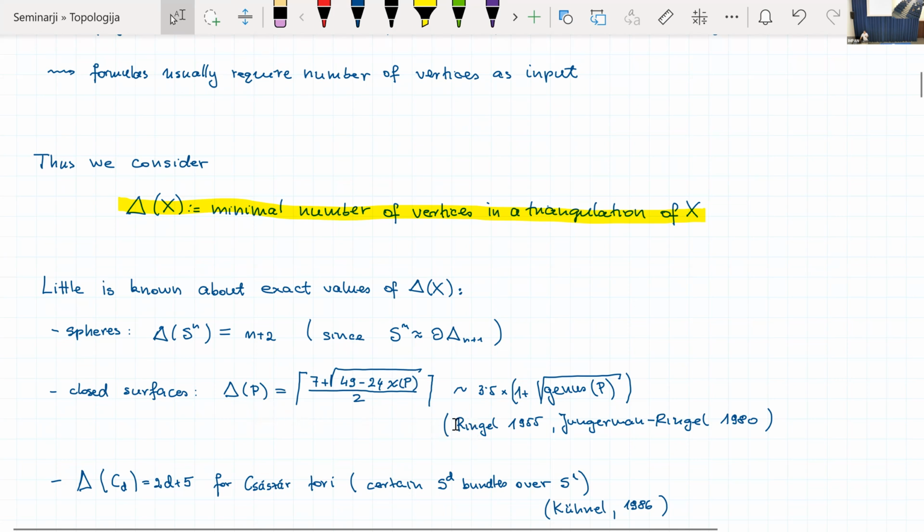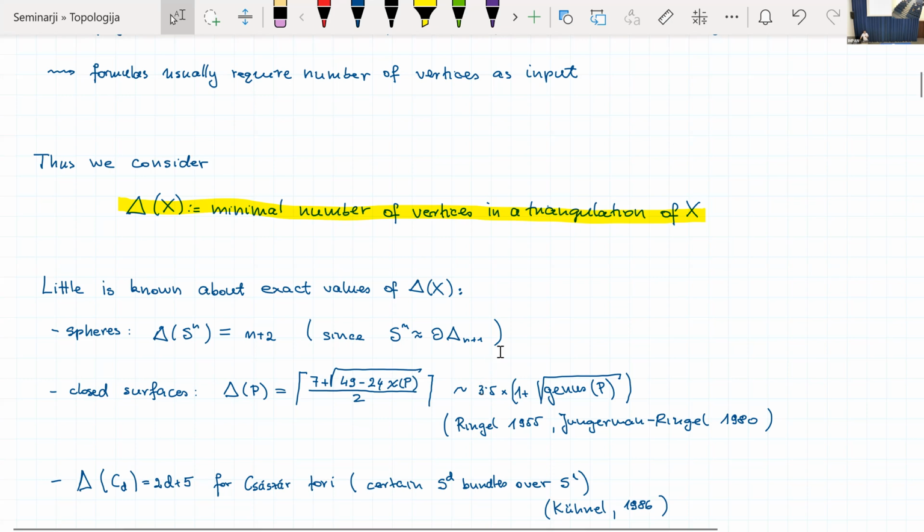This is a combination of two papers, one by Ringel in 1955 and then by Jungermann and Ringel in 1980, which computed those. It may remind you of the chromatic number of certain graphs. But the point here is that the number of points increases linearly with the dimension. Here, dimension is fixed, and it increases as a square root of the genus. So this is really slow. You can triangulate a connected sum of many tori with a really small number of points. And these triangulations are incredibly tight. Most of the time, the one skeleton is a full graph or close to being a full graph.